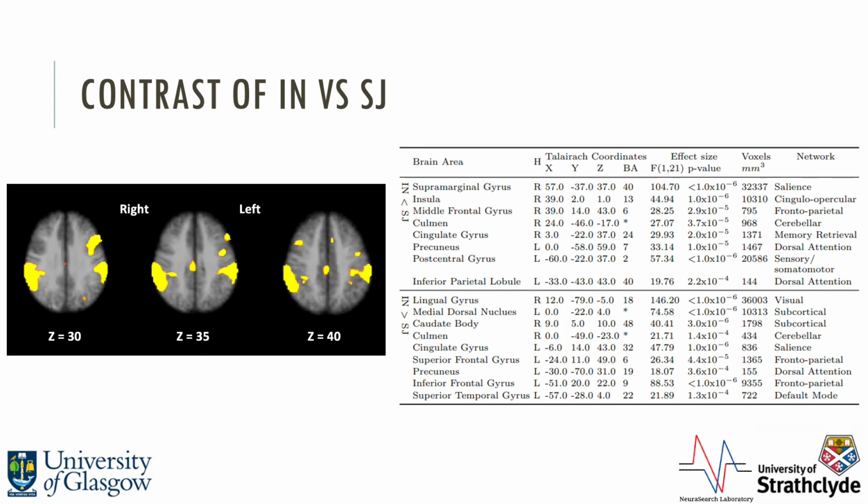For the contrast of IN versus SJ, the results show that 8 of 17 clusters had higher activation for SJ over IN. The other 9 clusters had higher activation for IN over SJ. In the clusters that had higher activation for SJ, we found a single cluster in the salience, cingulo-opercular, frontoparietal, memory retrieval, and sensory networks, as well as 2 clusters in the dorsal attention network.